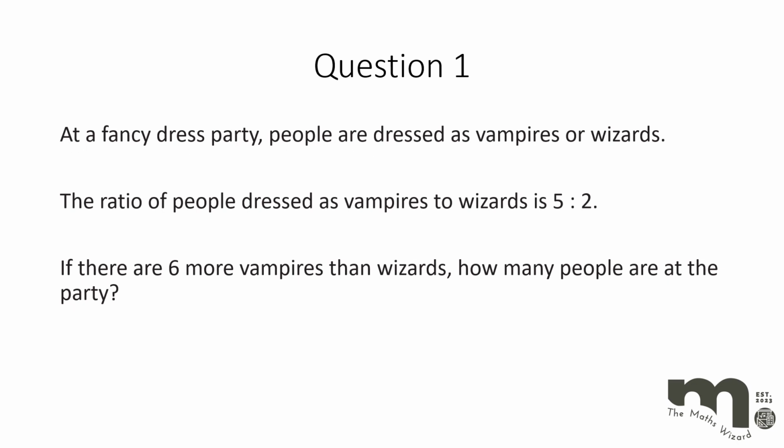So this first one says, at a fancy dress party, people are dressed as either vampires or wizards. The ratio of people dressed as vampires to wizards is 5:2. So the question is, if there are 6 more vampires than wizards, how many people are at the party? So if you pause your video and have a go.